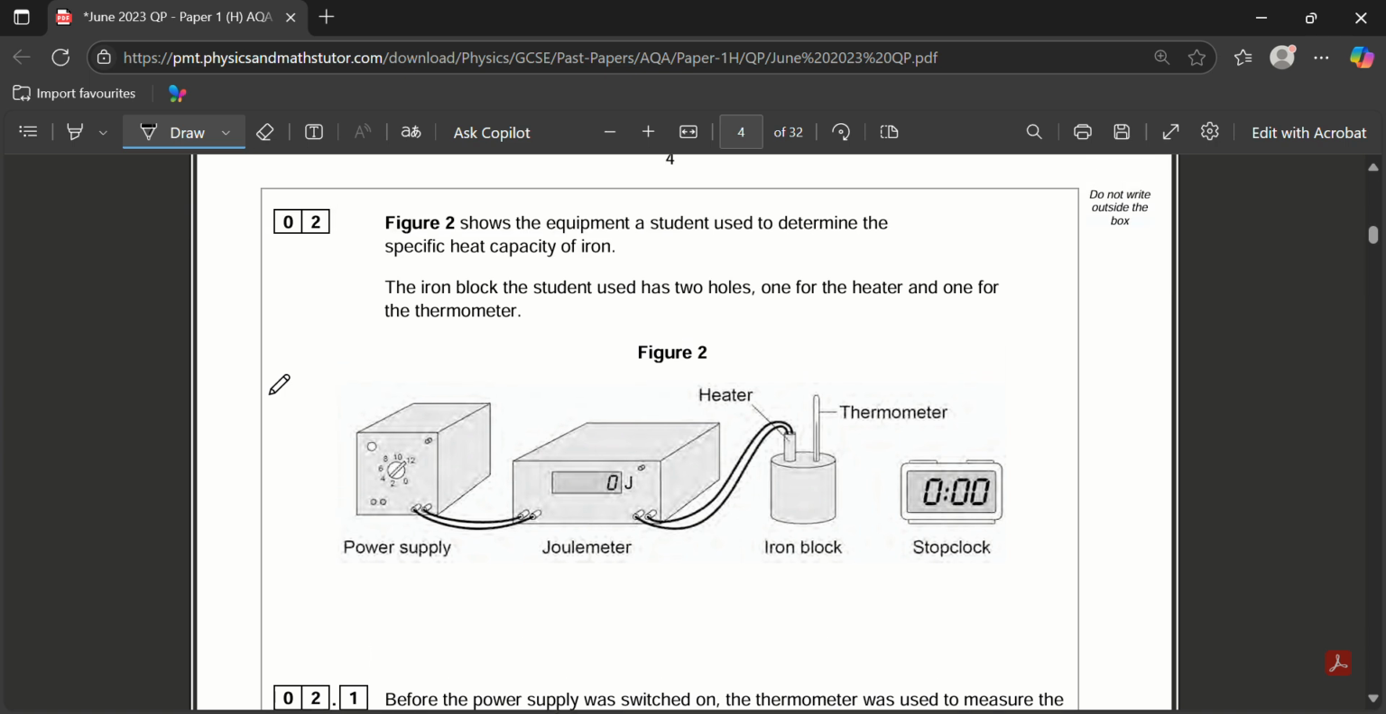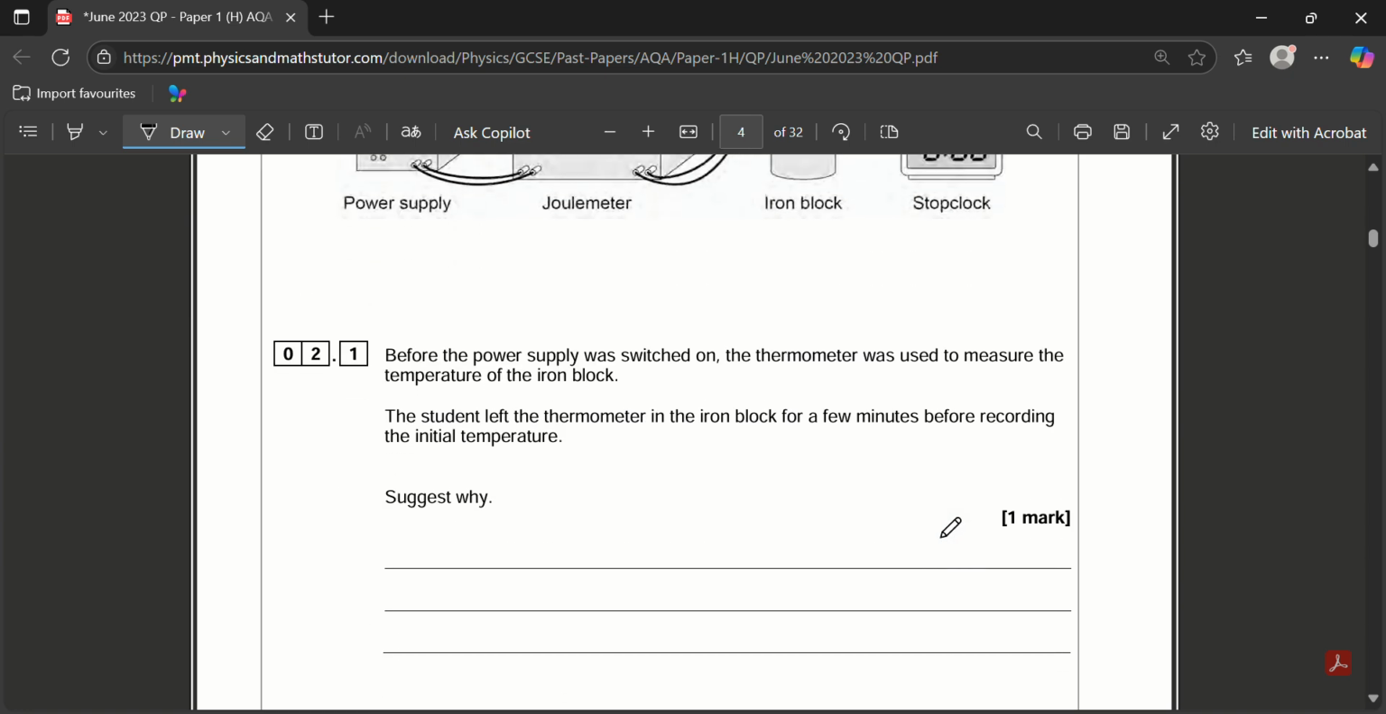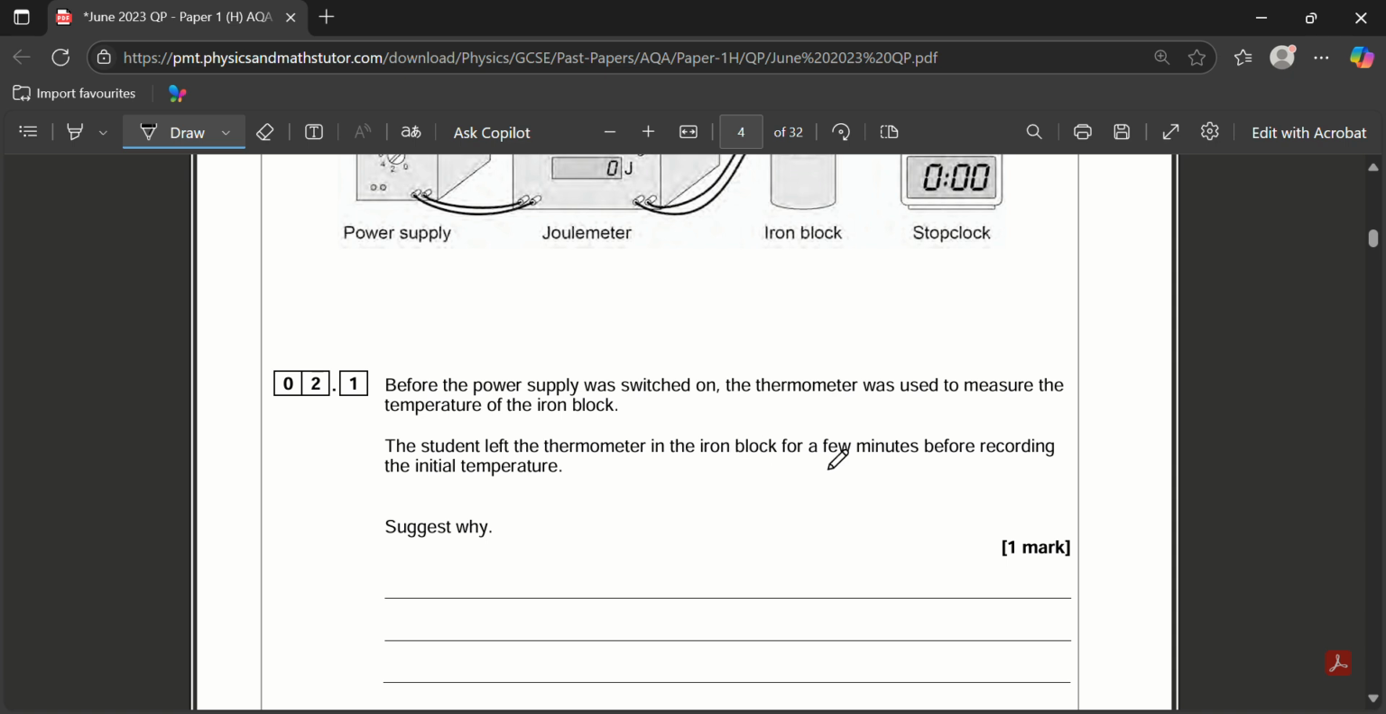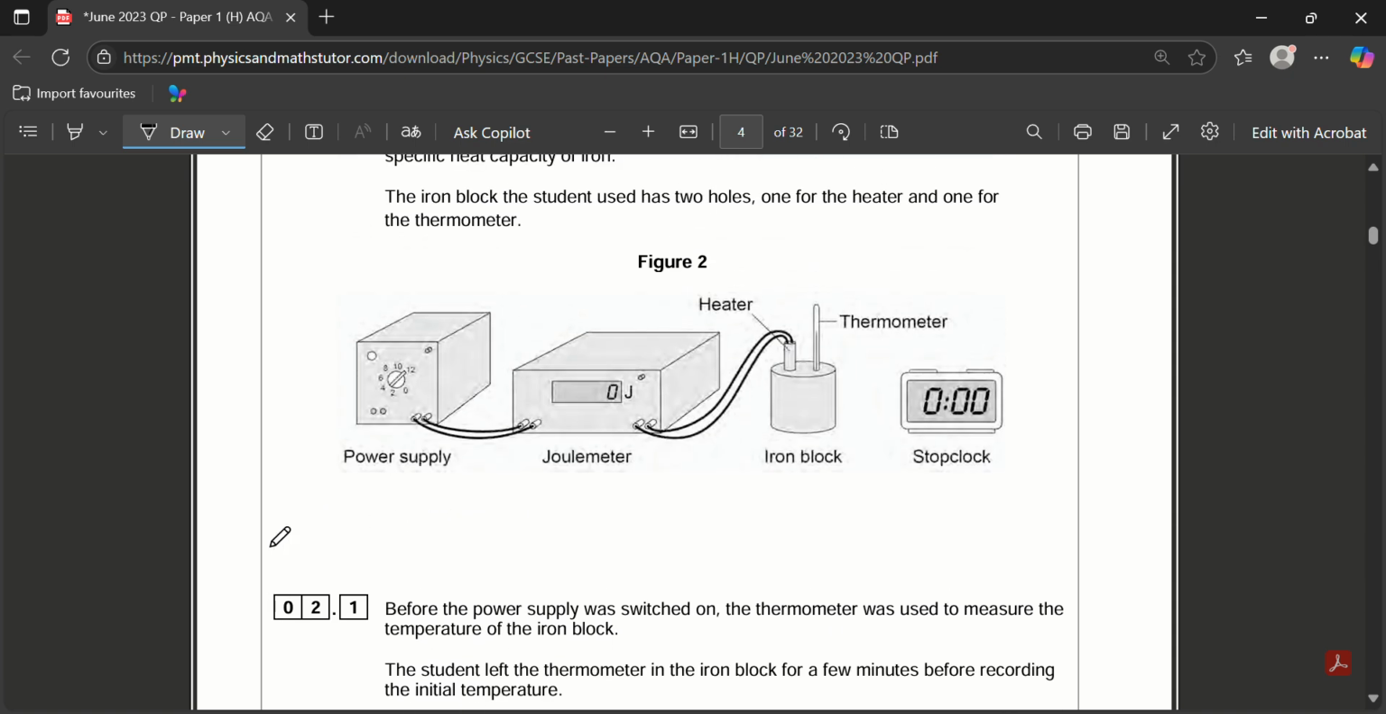This question is on specific heat capacity. We see a power supply connected to a joule meter connected to an iron block. We're connected to this heater that will heat the iron block. And we have a thermometer attached to the iron block as well, and we have a stop clock. The student left the thermometer in the iron block for a few minutes before recording the initial temperature. Suggest why. Well, this is so that the temperature of the thermometer is going to be the same as the iron.